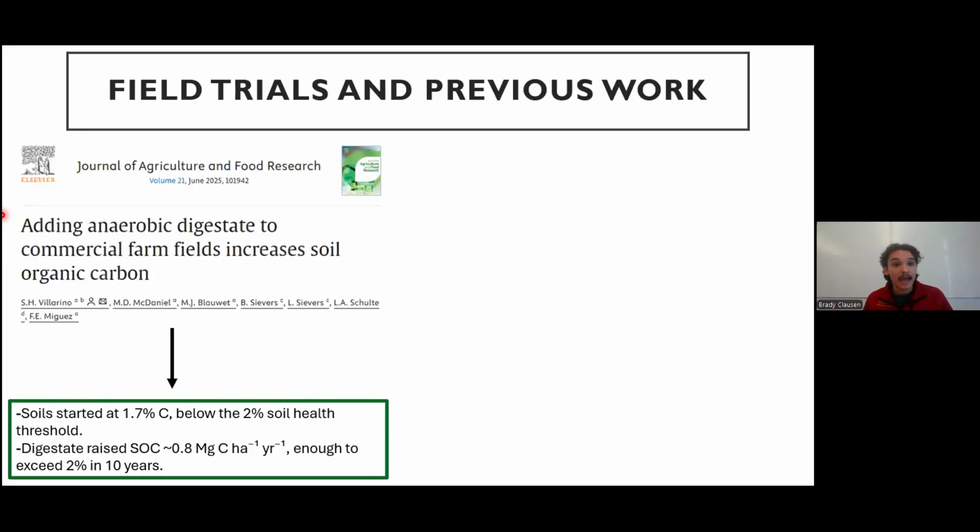On the left, you're seeing that adding anaerobic digestate to commercial farm fields increases soil organic carbon. This was a group of people on the Grass to Gas project, not myself, who worked on the impact of anaerobic digestate, because they are applying that digestate onto the field currently in Southeast Iowa. They were looking at carbon specifically, and they found that soils started at 1.7% carbon, below the 2% soil health threshold. They found that digestate can raise soil organic carbon by 0.8 megagrams of carbon per hectare per year, which is enough to exceed that 2% soil health threshold within 10 years.